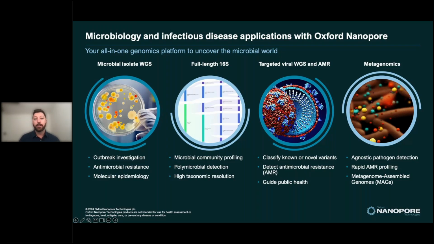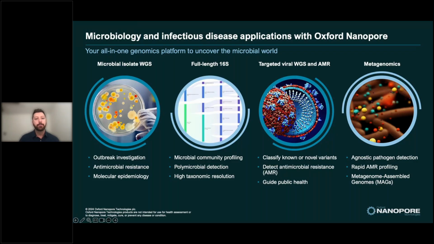This can be used for infectious applications like outbreak detection, antimicrobial resistance monitoring, or really just general basic biology if you really want to get a closed, perfect genome. This could be an application for you. Full-length 16S, this again is an area that's exciting because when you're using this very high parallel sequencing approach, you can generate data to detect polymicrobial detections, but also whole microbiomes. And the fact that we use a long-read sequencing approach for full-length 16S gives us higher taxonomic resolution, oftentimes at the species level.